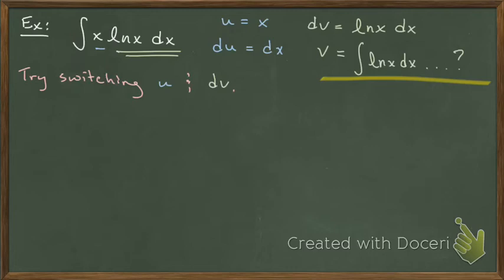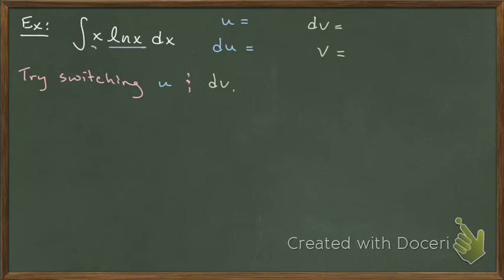So I'm going to erase some things here, and I want to retry. Let's get rid of all this, and I'm going to switch. So my u is going to be natural log of x, and my dv is going to be x dx. Okay, so now du, the derivative of natural log of x, is 1 over x dx, and the integral of x is 1/2 x squared. Both of those I can do pretty quickly, readily available.